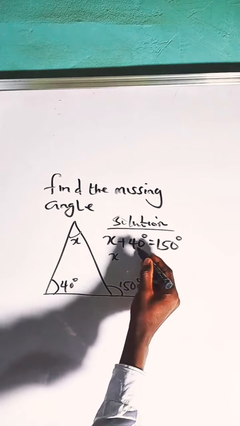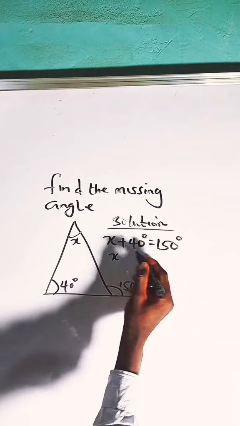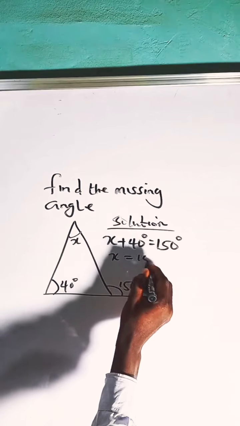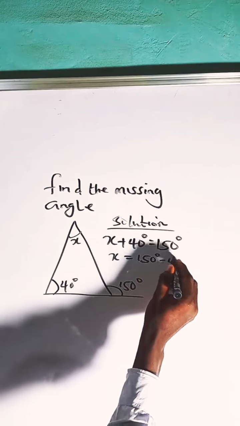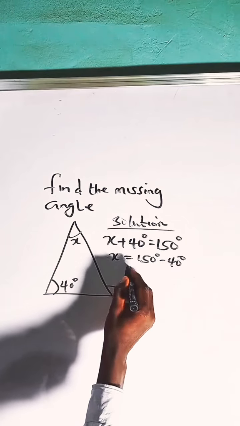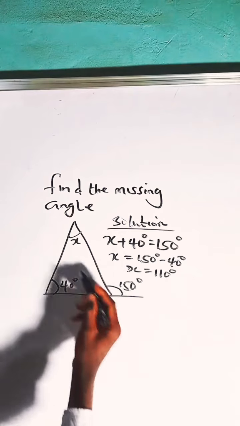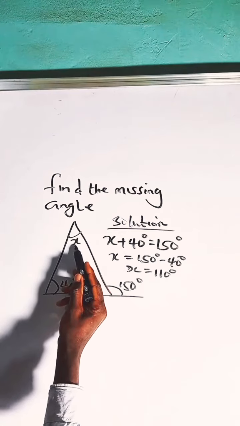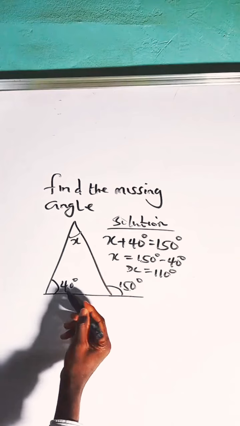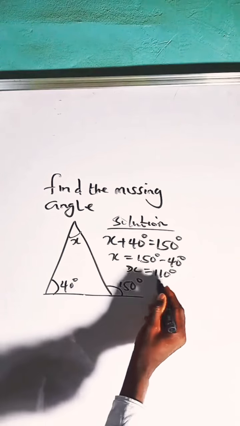So we subtract this from 150. We say x equals 150 degrees minus 40 degrees. So here we have the value of x to be 110 degrees. So by the time we have 110 here as x and we add it to 40, we have 150 degrees.